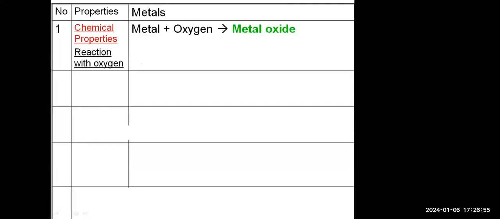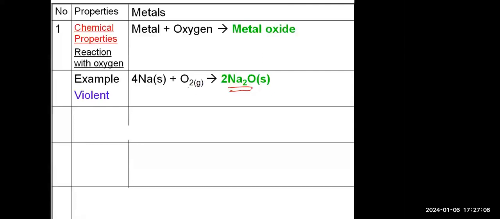When metals react with oxygen, they produce metal oxide. For example, sodium reacts with oxygen to give sodium oxide, right? And this is a violent reaction. What you have to do is you just expose sodium to the atmosphere. It will react with the oxygen present in the atmosphere and it will start burning on its own. You just have to expose sodium to the environment and it starts burning. The reaction is very violent, right?